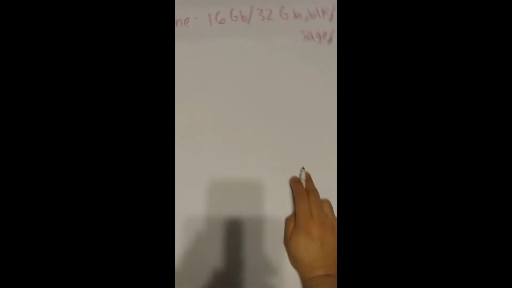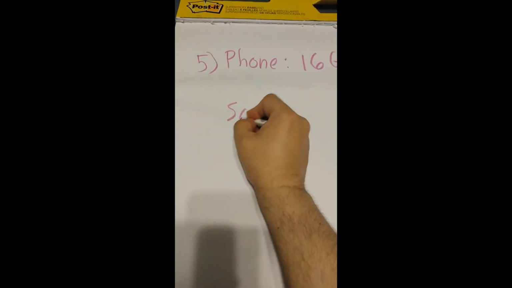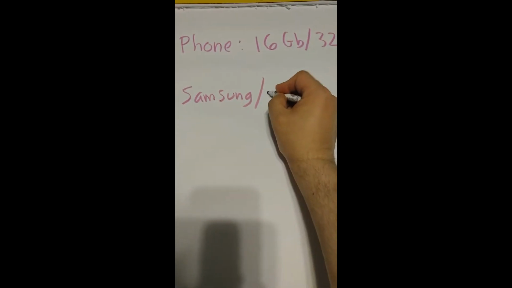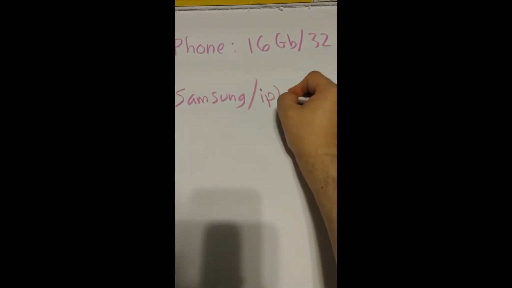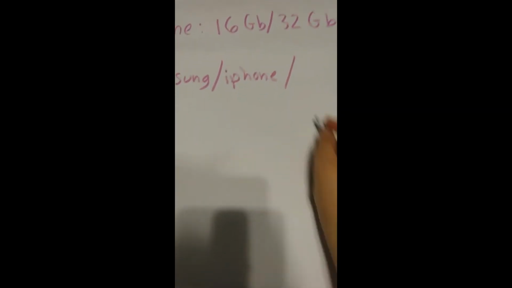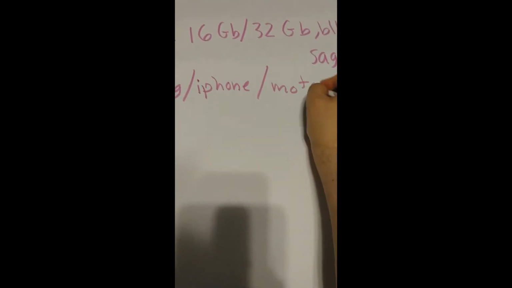Now you may want to know, what companies are these phones made by? Well, they're made by Samsung, also Apple, so there's some type of iPhone available. And then there's a Motorola there too.